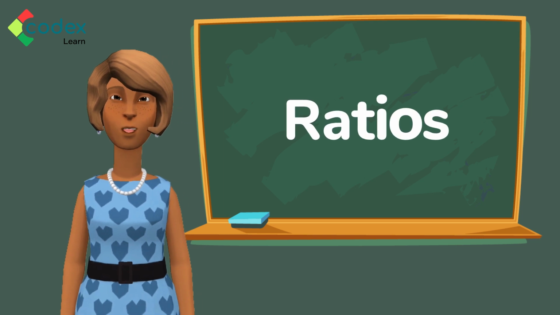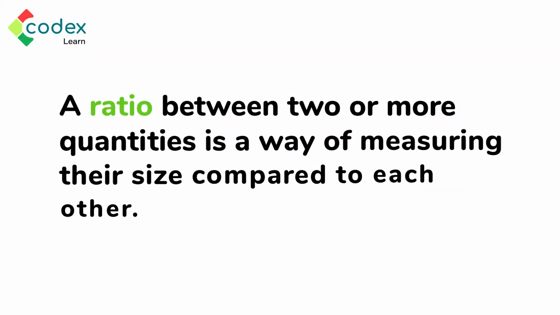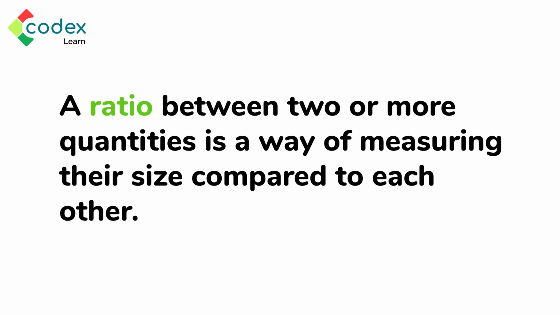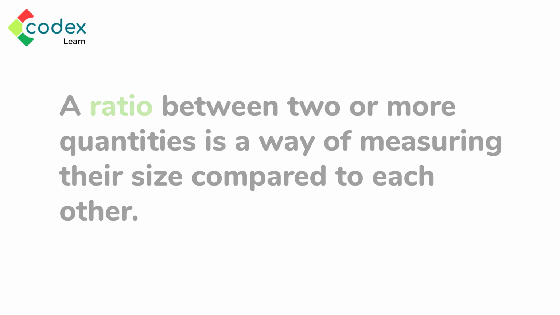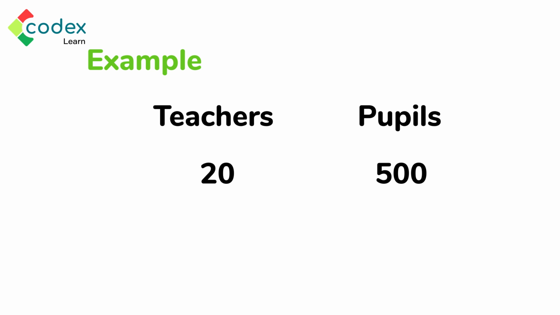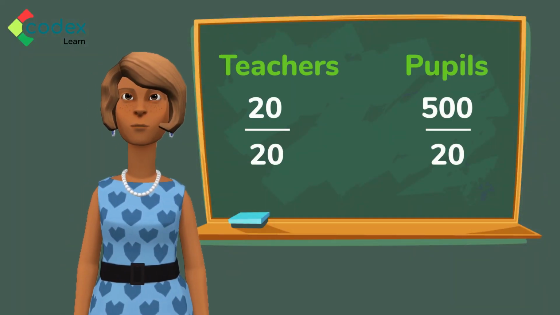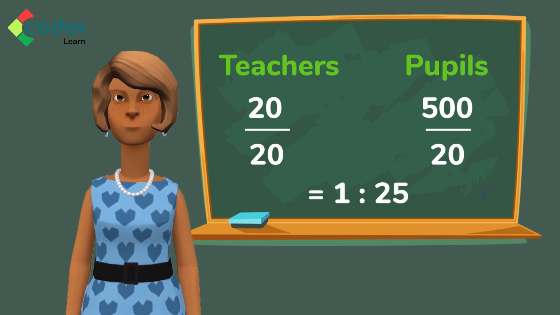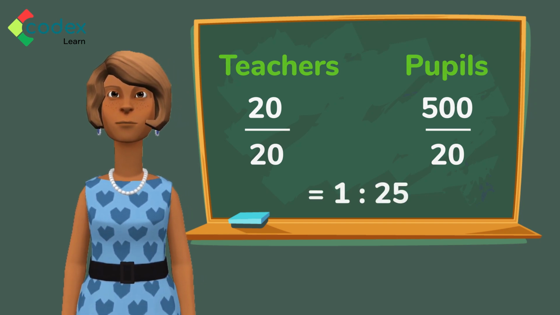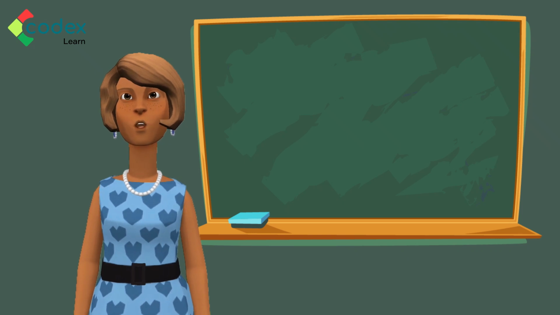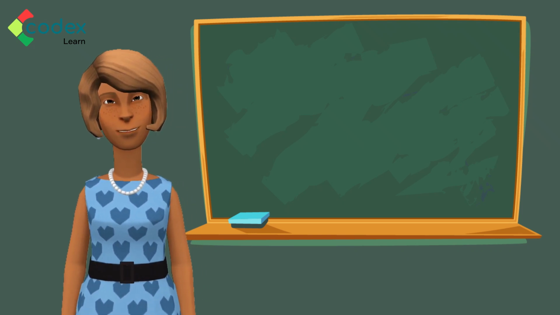Let's start with ratios. A ratio between two or more quantities is a way of measuring their size compared to each other. For example, if a school has 20 teachers and 500 pupils, the ratio of teachers to students is 20 to 500, which is written as 20:500. Also, you can make it simpler and divide them by 20, which equals 1 to 25 or 1:25. Just like there are different ways of writing a fraction, there are many ways of writing a ratio.